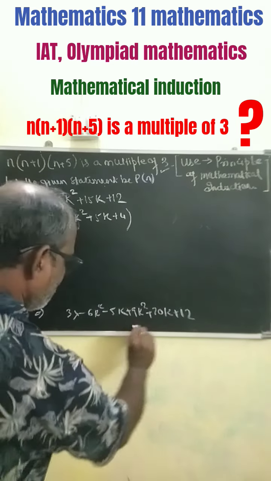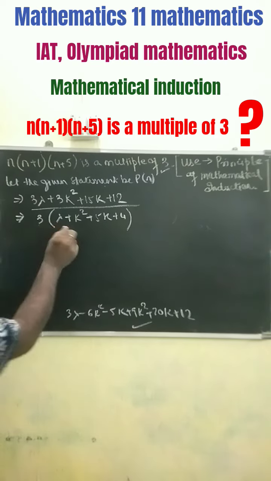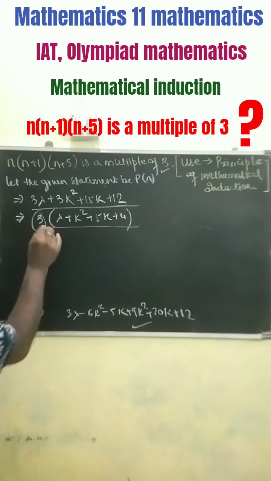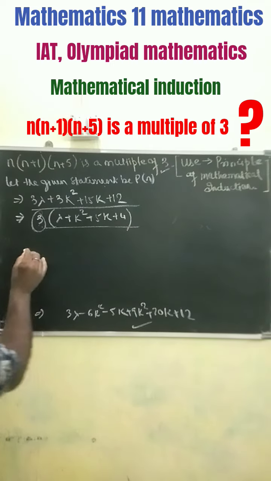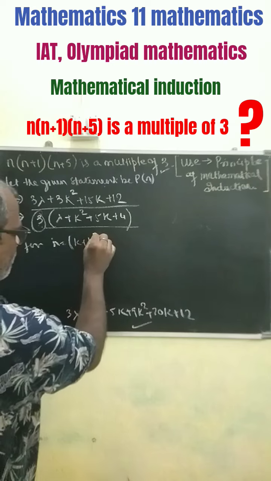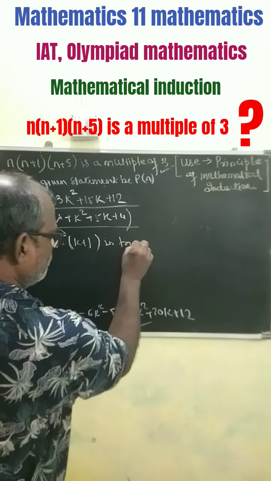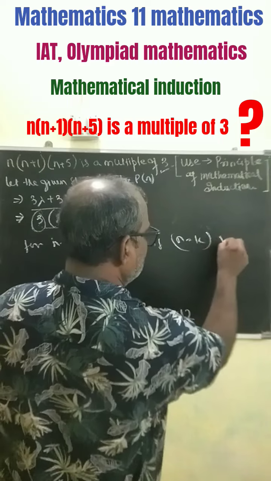So from here the further simplification is done in this way, and finally taking the 3 common we are getting this. See here 3 is being multiplied, hence it is a multiple of 3. Therefore for n equals to k plus 1 is true if n equals to k is true.